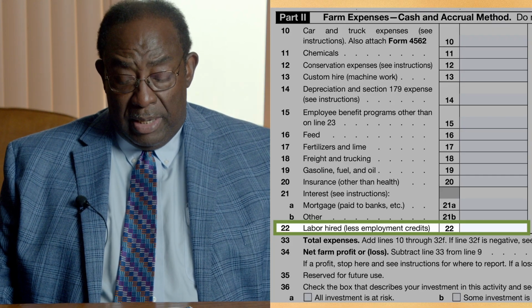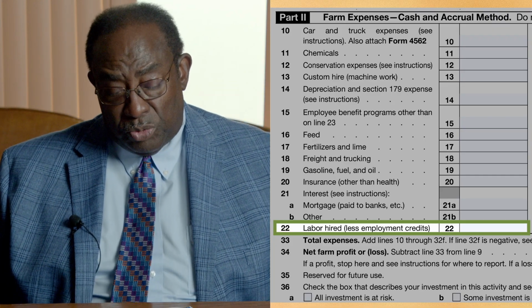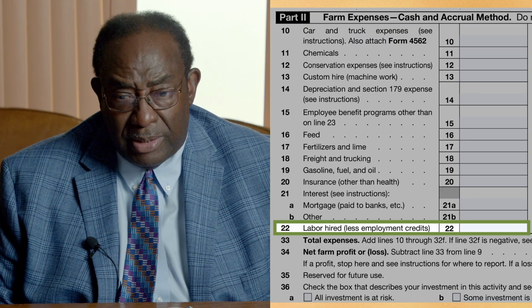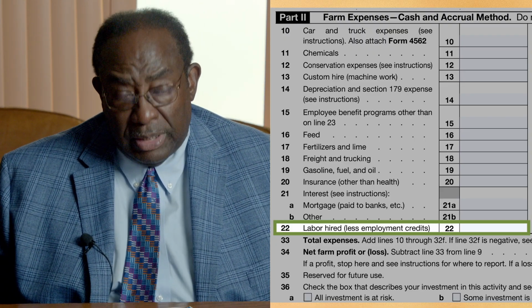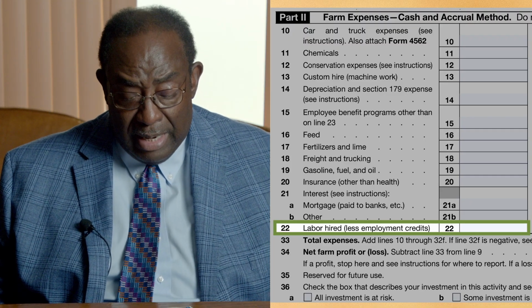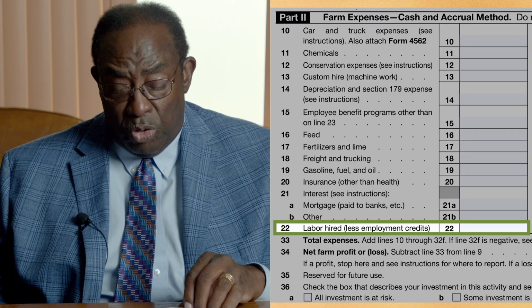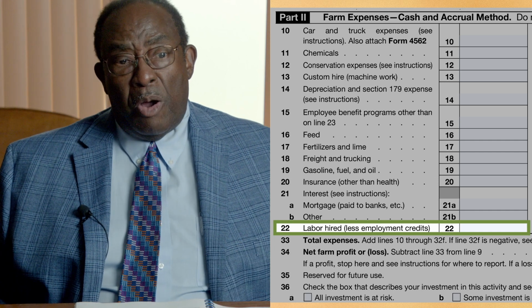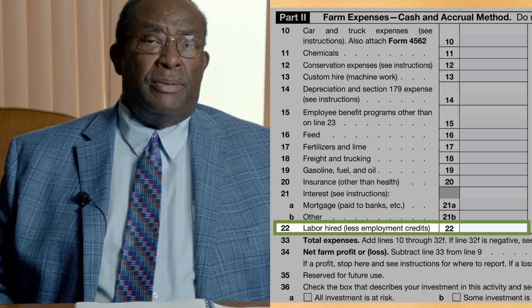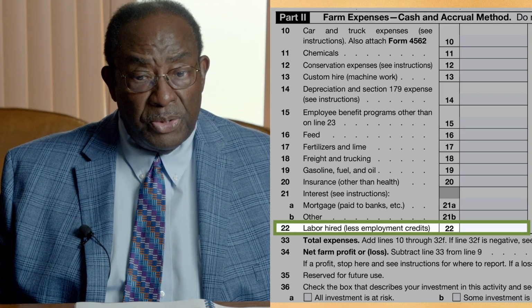All right. And if you get a credit, you subtract out the credit that you got from employment tax credit and put it right there. Again, just something that you're not concerned about if you don't have a lot of labor on your farm. If you're just a small family farm and you don't pay anybody to work for you, don't concern yourself with that.